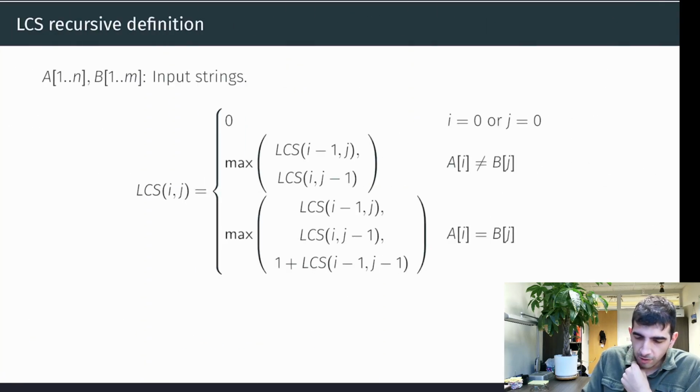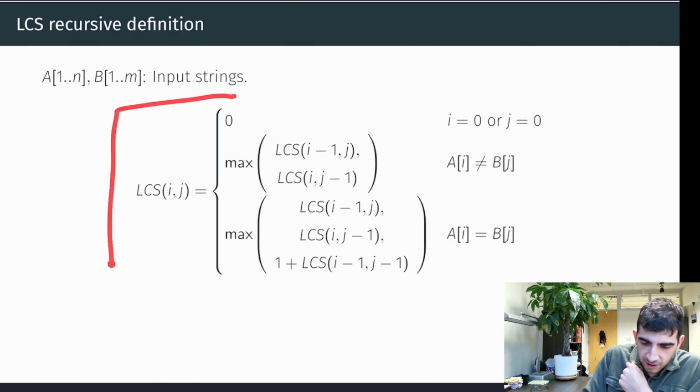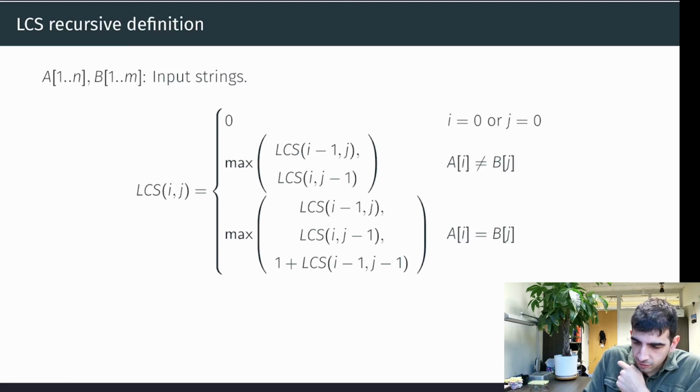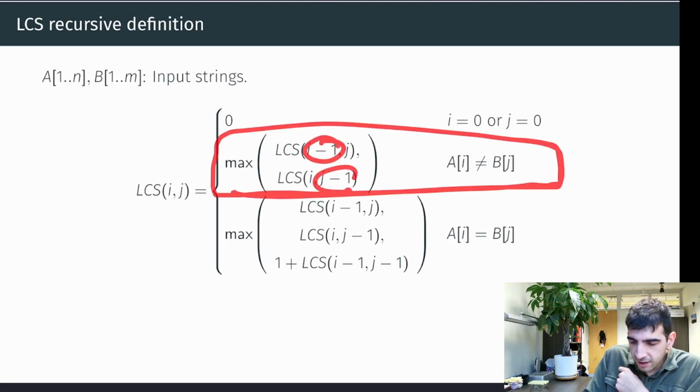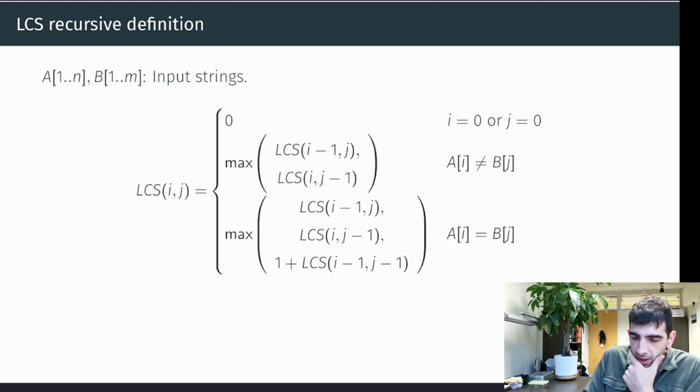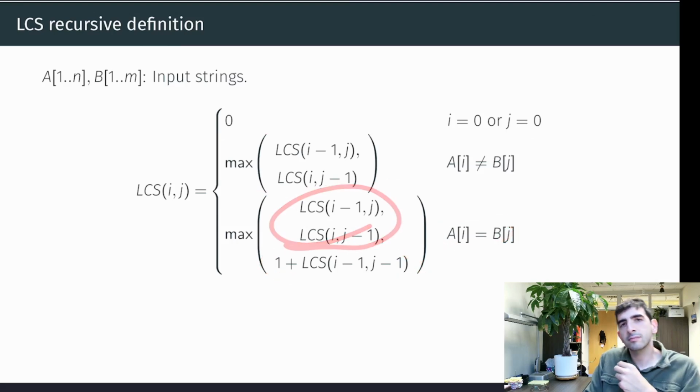Okay, so our total recurrence relationship becomes like so. The longest common substring of the prefixes of A and B is equal to, if the last characters of those prefixes are not equal, then either one of those characters is not part of the longest common substring, and then we recurse on itself. Or if the two characters are equal, either those characters are part of the longest common substring or they're not. Simple as that.